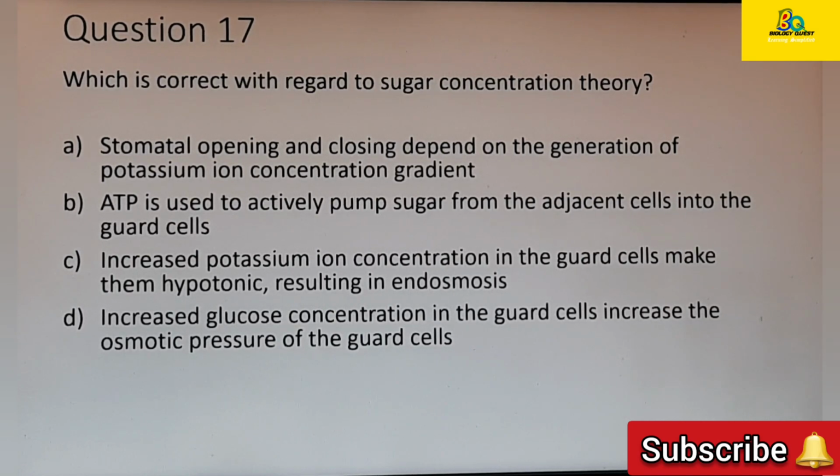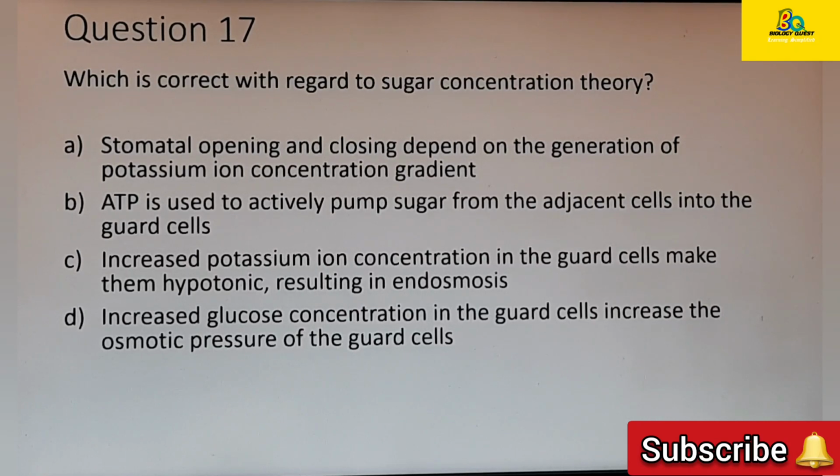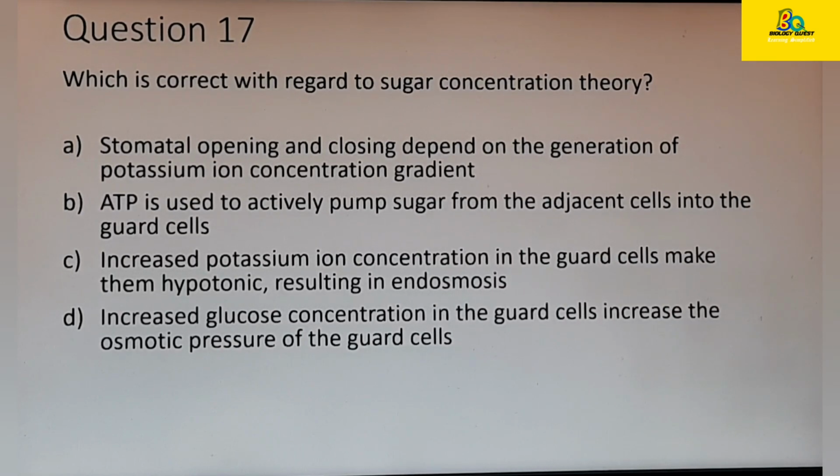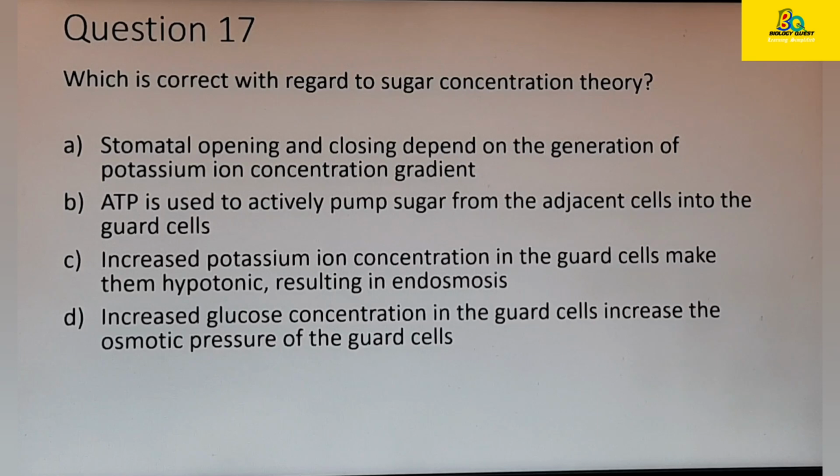Second one, ATP is used to actively pump sugar from the adjacent cells into the guard cells. That is also wrong, because the sugar or the glucose is produced in the guard cells because of the presence of chloroplast in the guard cells. It is not pumped from the adjacent cells into the guard cells. The sugar or the glucose is produced as a result of photosynthesis in the guard cells, because the guard cells contain chloroplast in them. And option C, increased potassium ion concentration in the guard cells make them hypotonic, resulting in endosmosis. That is also a wrong statement. Here this is not related to potassium ion concentration theory, and that option is also wrong. Suppose an increased potassium ion concentration in the guard cells make them hypertonic, not hypotonic. So that is also a wrong option.